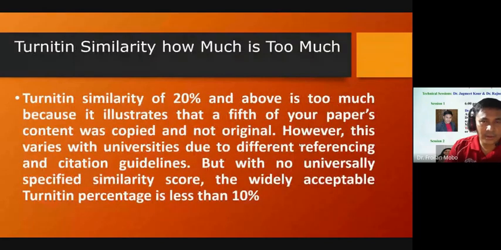So how will you be able to know about it? Turnitin similarity can sometimes be set at 20% and above, because if it is more than 20%, the paper will not be accepted and considered for publication in the particular research journal. So there's a question: what is the exact acceptable percentage?